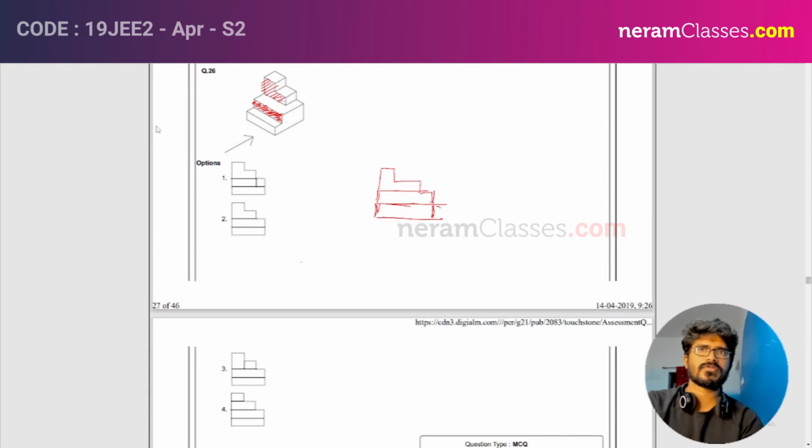We'll check whether it's matching. 1 is wrong and 2 is matching. We'll check the other option. 3 is not matching because we have a line here, and 4 is also not matching. So option 2 is the right answer.